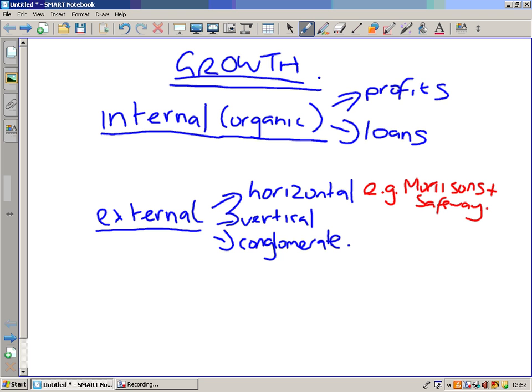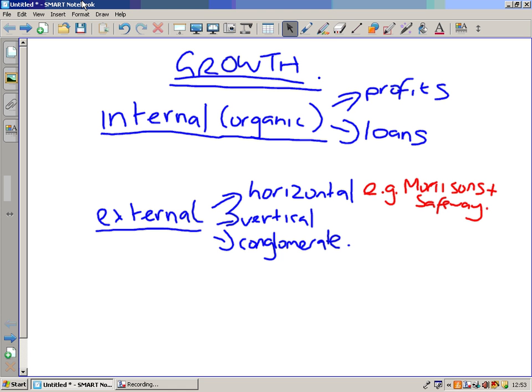Let's evaluate very quickly which is best. With internal growth, the main benefit is you as a business get to keep all the profits for yourself. So you're not having to involve anyone else in that process. The downsides are you might move into a market where you lack expertise. So for example, if Morrisons, who are a supermarket based in the north of England, hadn't merged with Safeway and set up in the south of England, they haven't got any expertise on what the customers down south want.